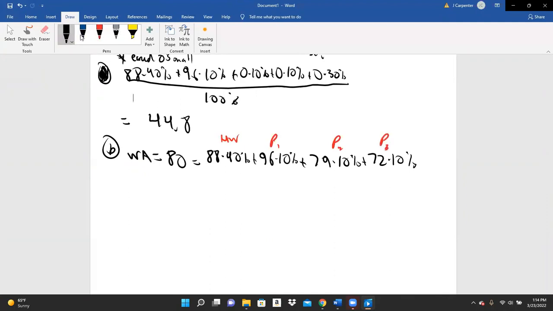But they want to know what is the lowest score we can get on the final exam, not what's the lowest score overall. What's the lowest we can get on the final exam in order to get this 80? So we don't know what that grade is, so we have to call it an X, and we're going to multiply it by its weight, which was 30%. And then we divide by the sum of all the weights, and now we are taking all of these things, so that was the final. So it is still 100%, the 40 plus the 10 plus the 10 plus the 10 plus the 30. I'll write it.